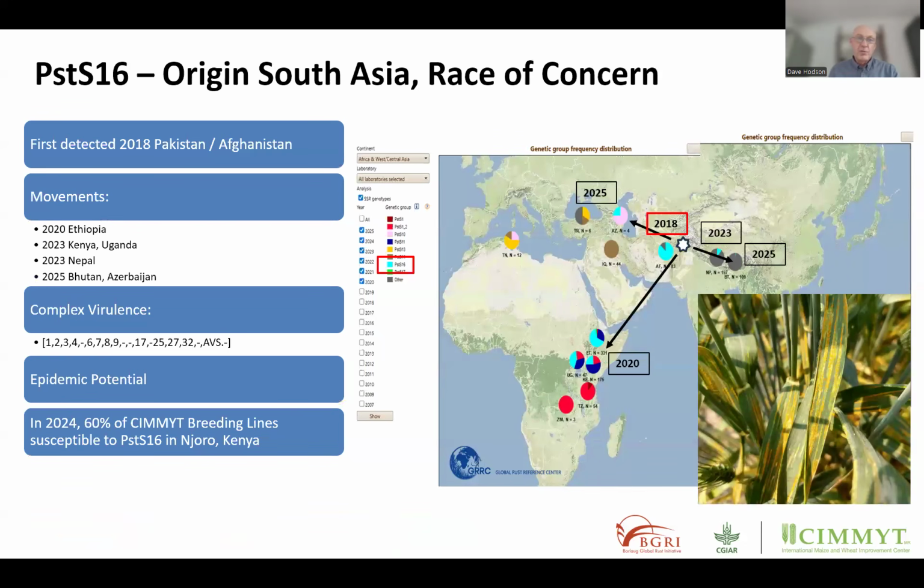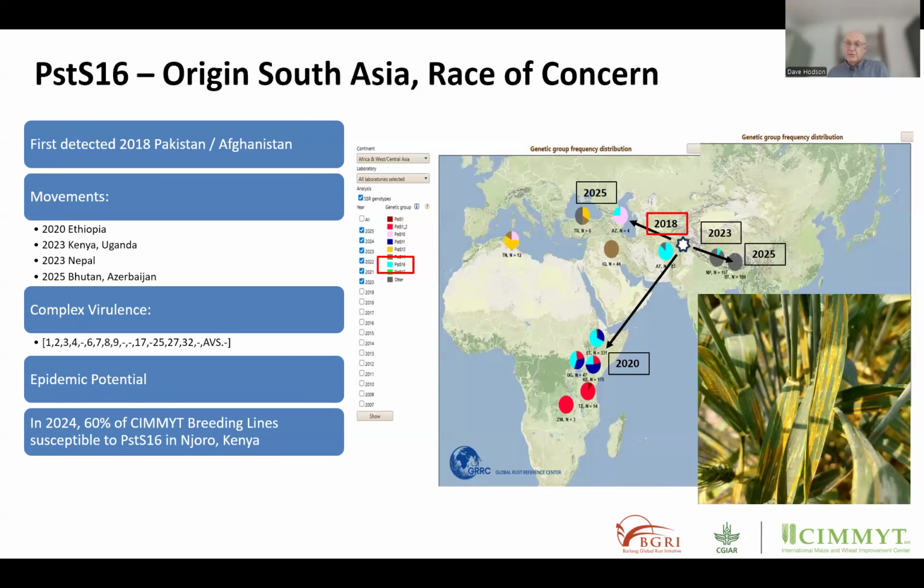So let's highlight one race, PSTS 16, that emerged in the region of Pakistan and Afghanistan. It's a race of concern. It was first detected in 2018. Very quickly, within a couple of years, it moved into Ethiopia. It became the predominant race there. It's spreading and continuing to spread throughout East Africa.